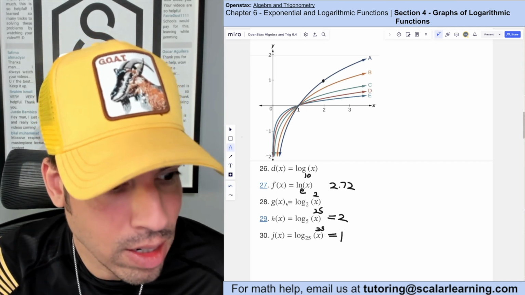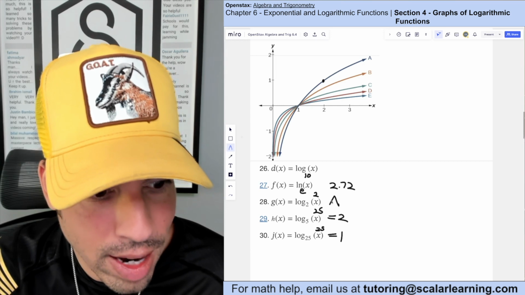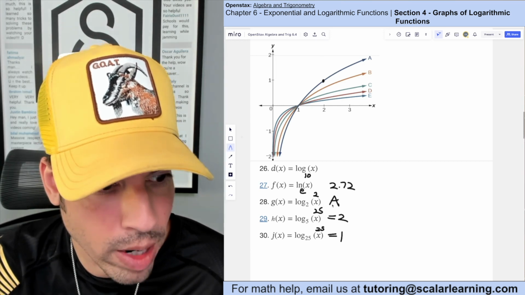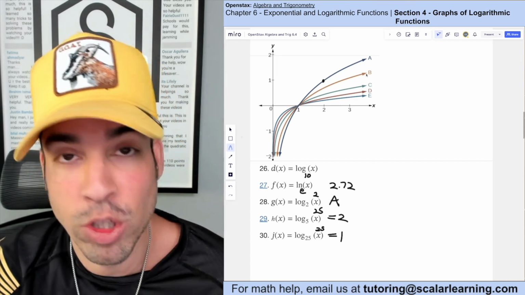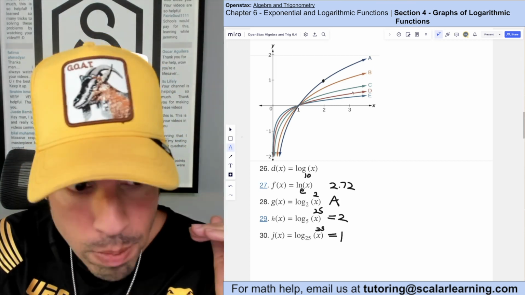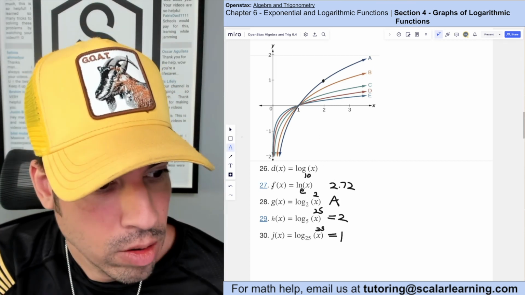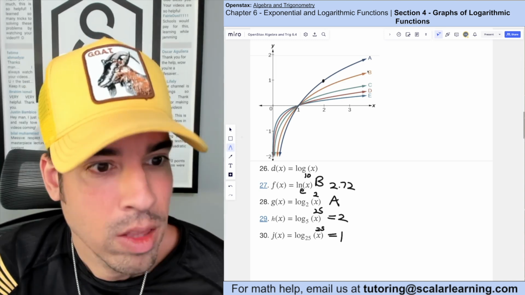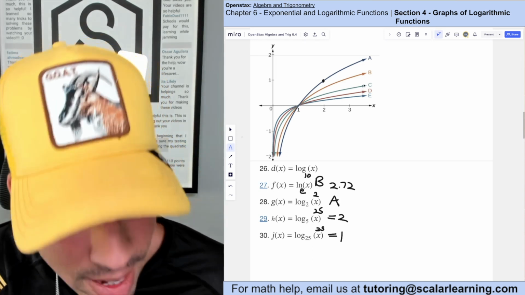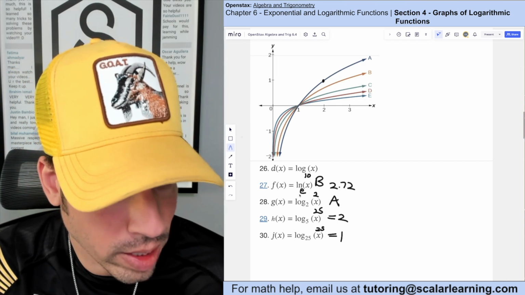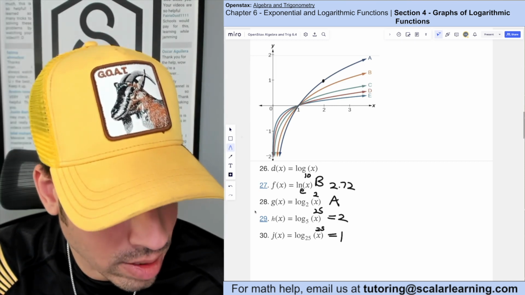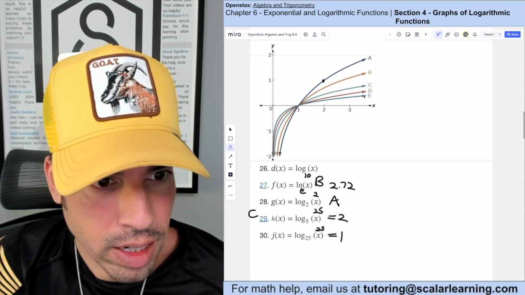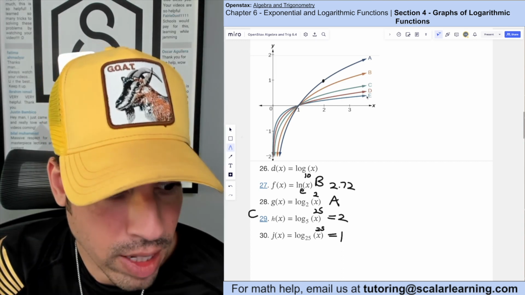So we can see that 28 is A. And then we can kind of go in order, right? You can see that since A is the tallest, then B is the next tallest, which means it should be the next smallest base, which is e. So number 27 is B. Then we go to C. So what's the next smallest after 2 and e? That would be the 5. So C, so 29 is C. Then we get to D and E. Obviously, E is the lowest down, so that's going to have the biggest base.